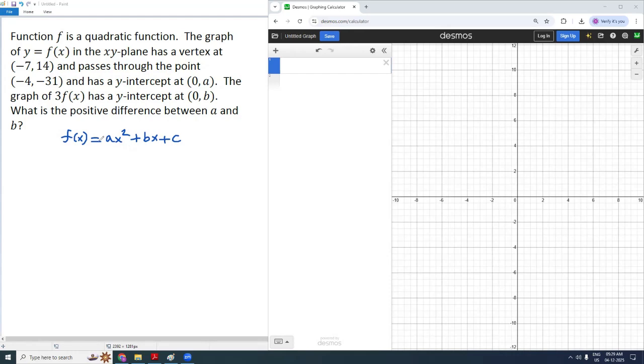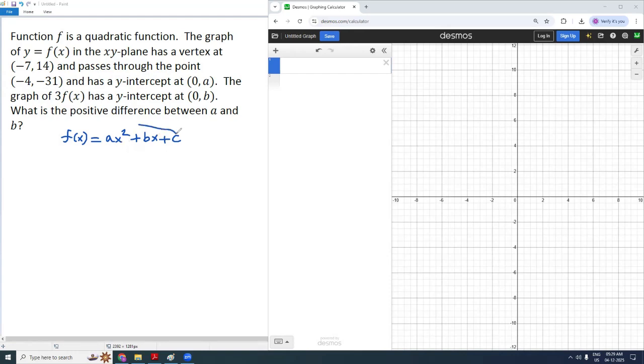And we have 2 points on the graph of this function f of x. One is a vertex and the other one is this point. Okay, using these 2 points, it's not possible to get 3 unknown constants a, b and c using Desmos. If I want to get 3 unknown constants in the function, I need 3 points on the graph. So what we can do is use some other idea.